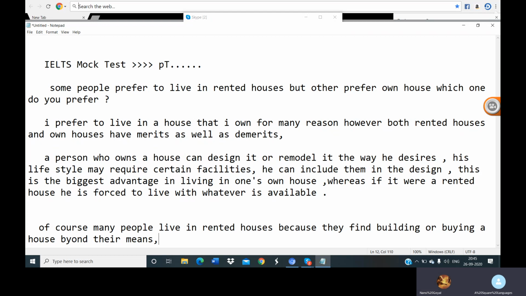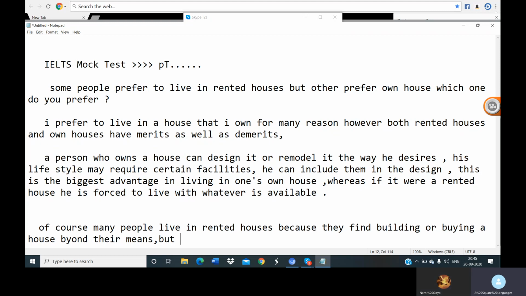Beyond their means. Beyond their means, that is, out of their reach. Many people live in rented houses because of their financial condition. They find building or buying a house beyond their means. Beyond their means is to be out of their reach. They cannot reach the property.